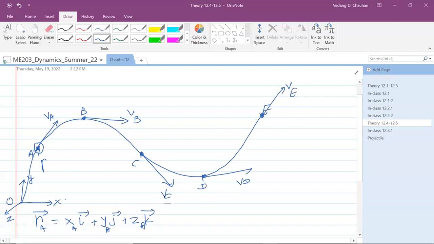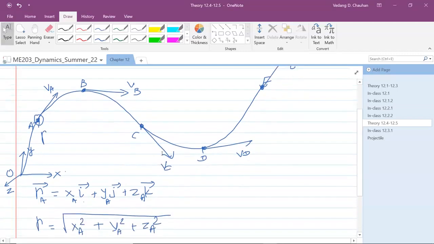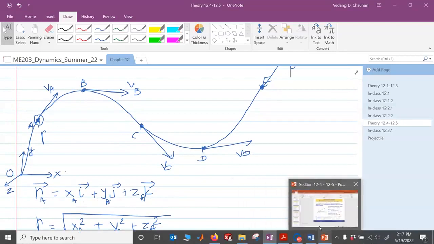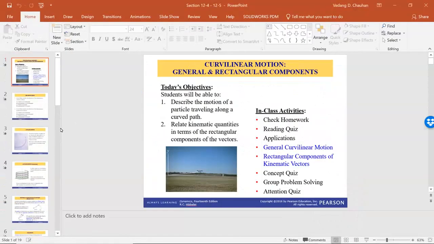You can see here that the velocity vector is tangent at all the points along the curvature. So remember this concept about position and velocity for a curvilinear path. Now let's look at the presentation. The objective is to describe the motion of a particle traveling along a curved path and relate kinematic quantities in terms of rectangular components of the vector.